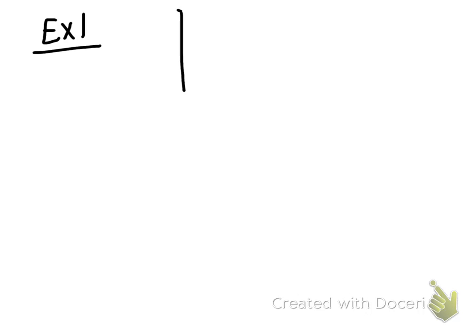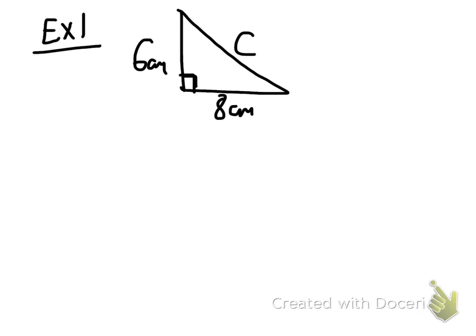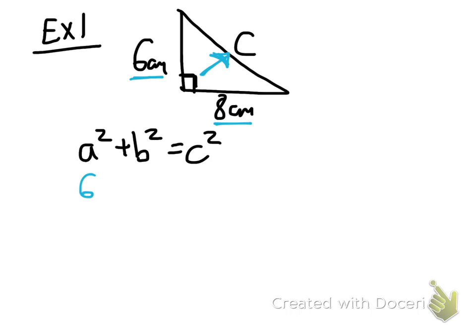If we have a right triangle with sides 6 centimeters and 8 centimeters, and we have side C that we don't know the length of, we can use the Pythagorean theorem to find this third side. So we'll start by writing the Pythagorean theorem out. A squared plus B squared equals C squared. We know these are both legs because C is opposite our right angle, that's the hypotenuse. So we're going to solve for the hypotenuse. We can plug in what we know. We can plug in 6 squared plus 8 squared equals C squared.